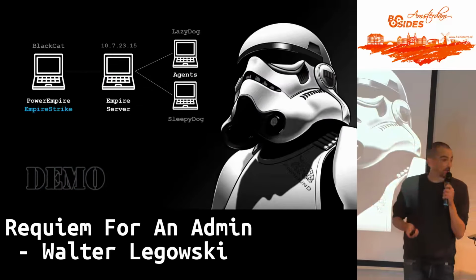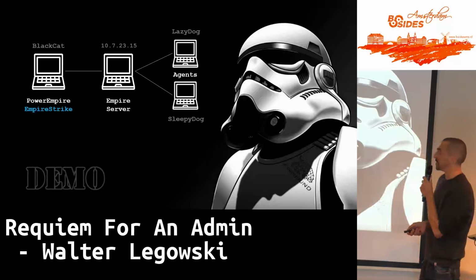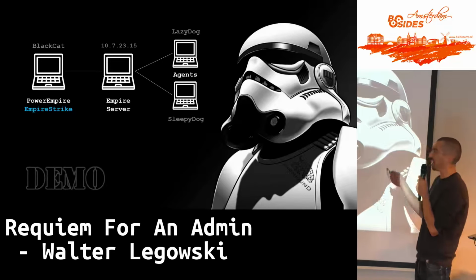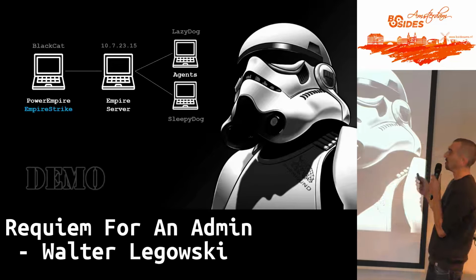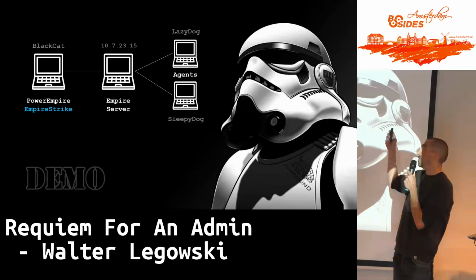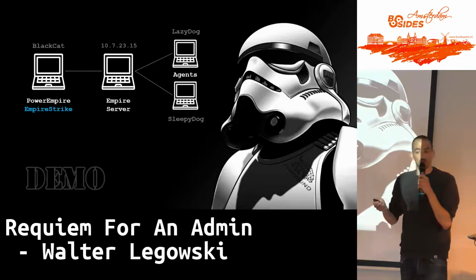I have canned demos, sorry, but I didn't want to fail, so this is the setup we have. My attacker machine will be Black Cat, running Power Empire and Empire Strike. We have an Empire server, and we have 2 targets with agents running on them for this demo.